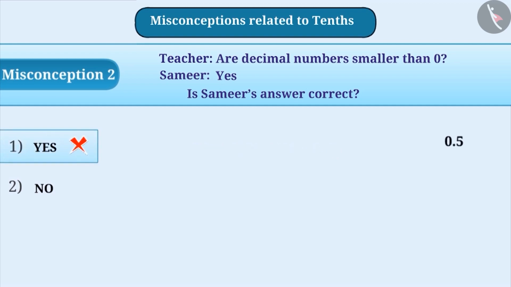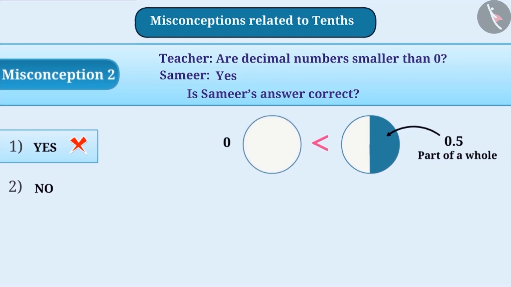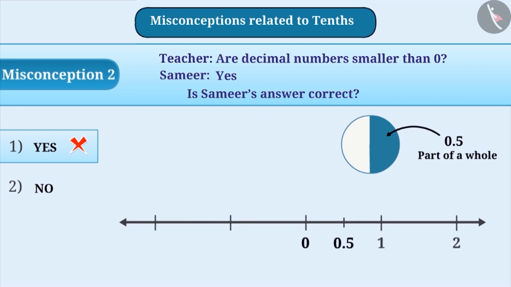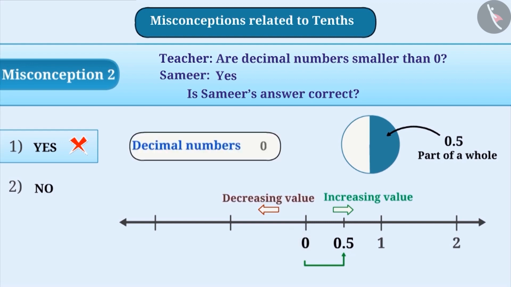The correct understanding is that decimal numbers represent part of a whole which is greater than 0. If we represent a decimal number on the number line, then we will observe that it will be positioned on the right side of 0. As you know, on the number line, the value of a number increases while going towards the right and decreases while going towards the left. Since each decimal number is represented on the right side of 0, decimal numbers are greater than 0. Therefore, option 2 is the correct answer.